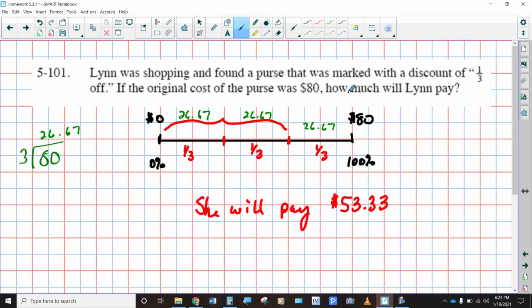So let's just do this. Let's call one of these 66 cents, and then the other two will have the 67 cents. That should work just fine. Okay, so now we're going to add these two guys together, and we end up with this as our answer, $53.33.